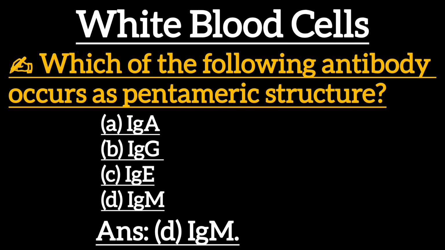Next one: which of the following antibodies occurs as a pentameric structure? Option A, immunoglobulin A. Option B, immunoglobulin G. Option C, immunoglobulin E. Option D, immunoglobulin M. Correct answer is option D, immunoglobulin M.